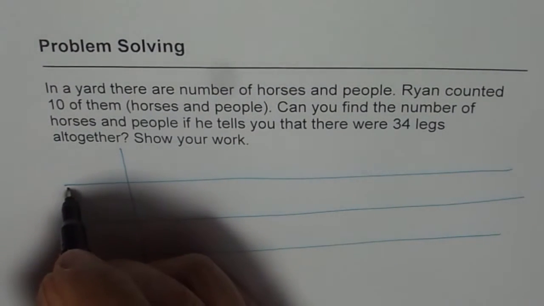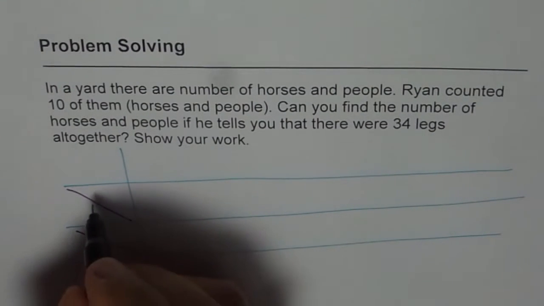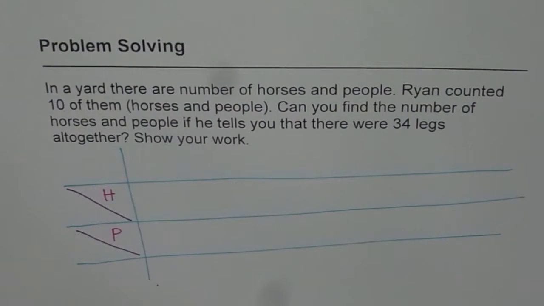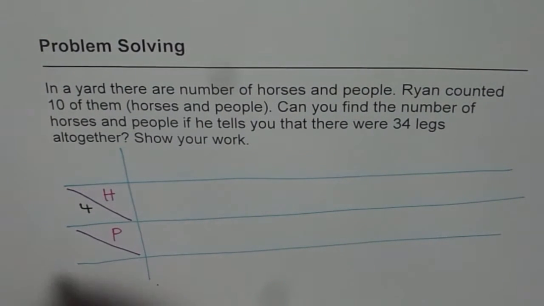So what we will do is make two columns. In one column we will write horses, that means H. In the other we'll write the number of people. Now as far as horses are concerned, how many legs do horses have? Well, they have 4 legs. People have 2 legs. So horses have 4 legs, people have 2 legs.